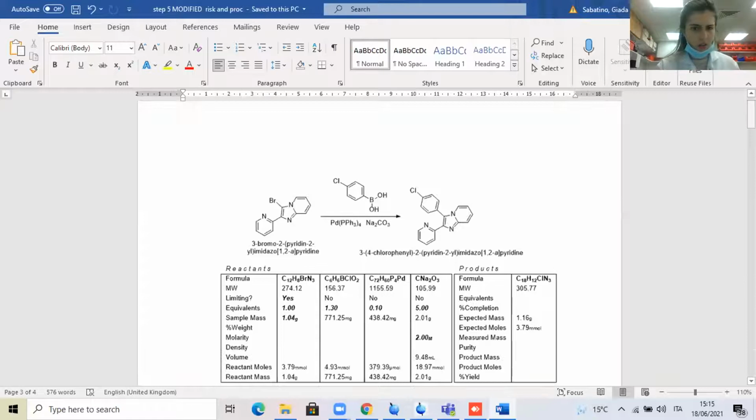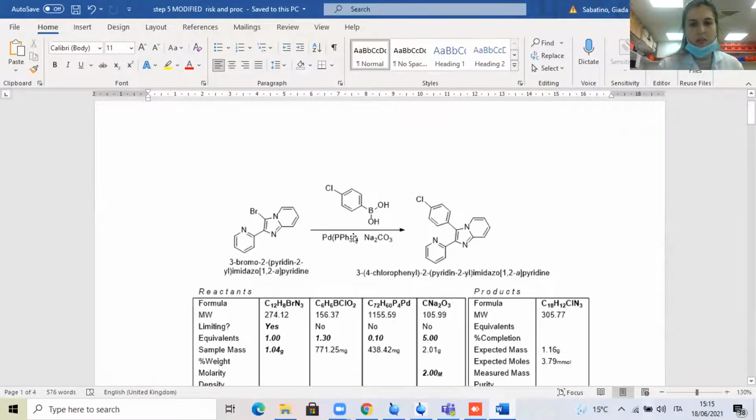If you want, I can share the screen. I just want to show you what I'm trying to do. Hopefully you can see that. Okay, so I'm trying to attach this ring in this position, and then try to put some amines here.